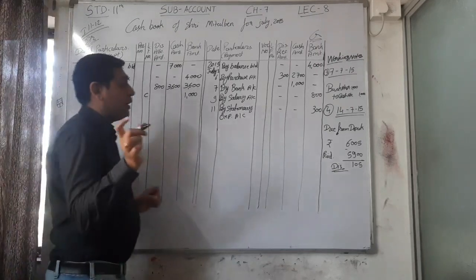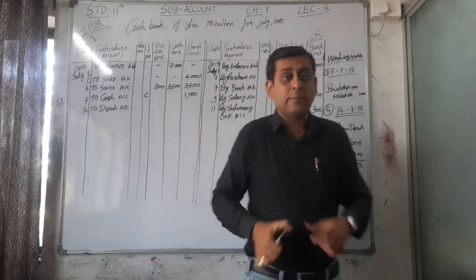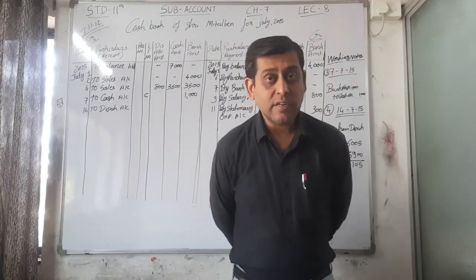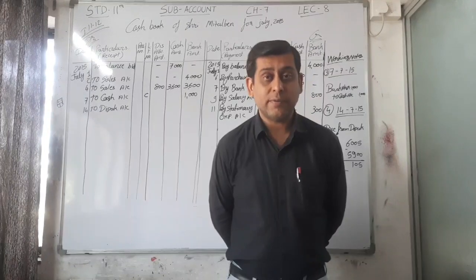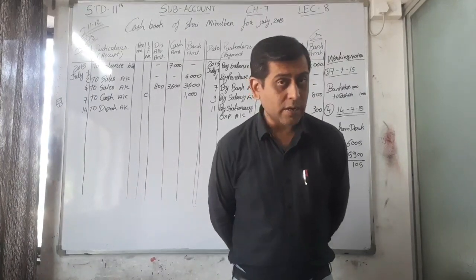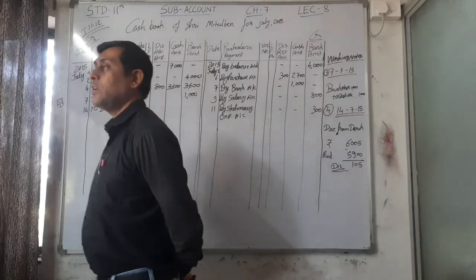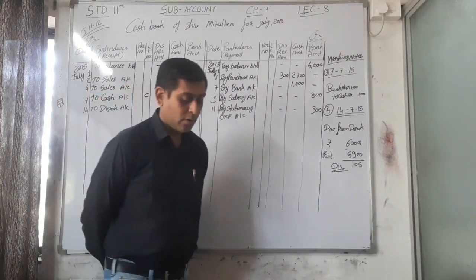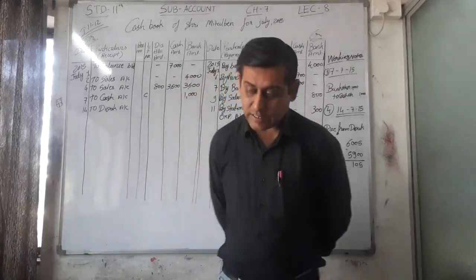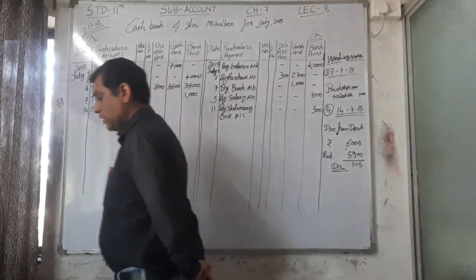First of all, write down the journal entry. First write down the journal entry. Cash received, that's why cash account debit. Write down the journal entry in the working note. Cash account debit 5,900. Discount account debit 105.